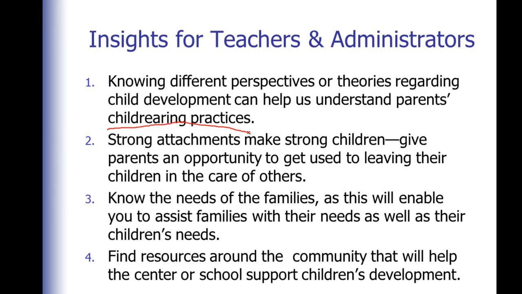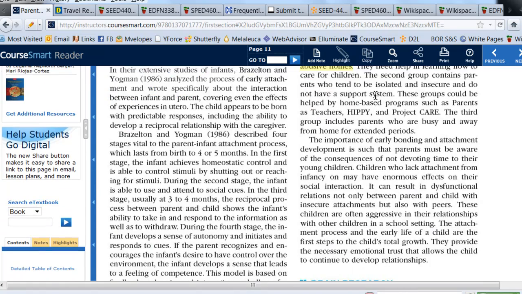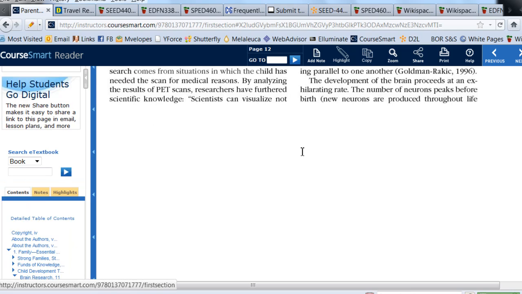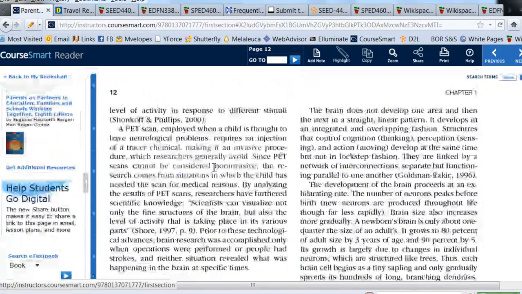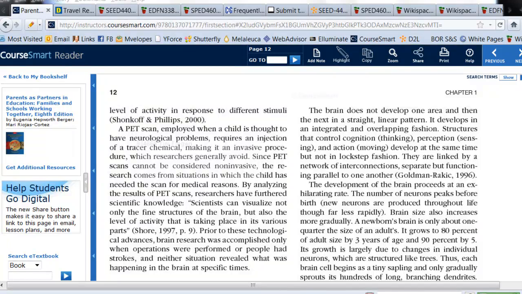Okay. Before we jump out, I want to go back and flip through the textbook one more time with you. Here was the thing for Brazelton and Youngman. It talks about these abusive homes and those different steps. It talks about these different scans. One is the PET scan. Do you know what that stands for? Can you put that in your notes, what a PET scan is? And I'll show you where to put it.